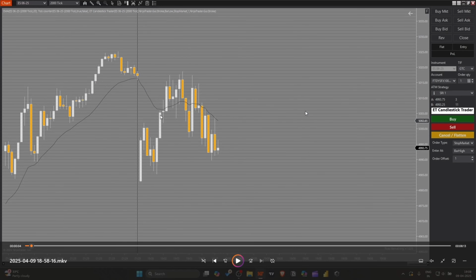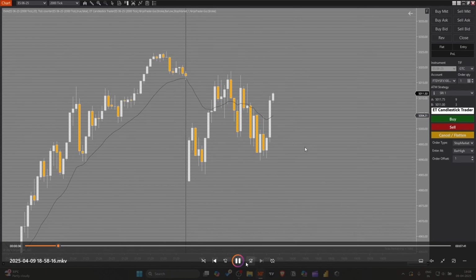Review of my trades on the E-mini chart, 2000 tick chart. Okay. So let's start.